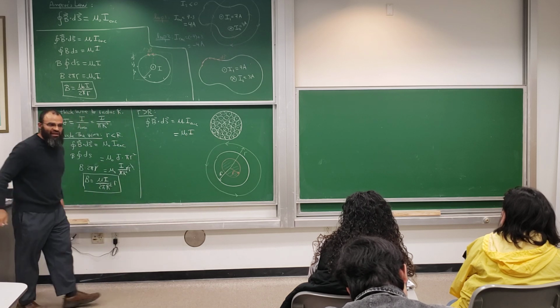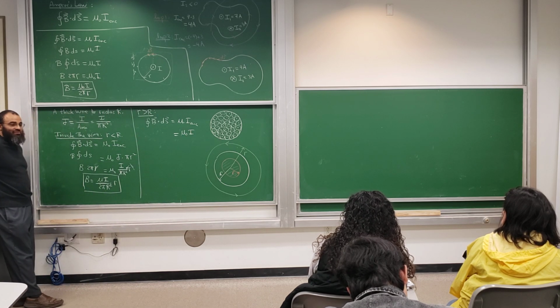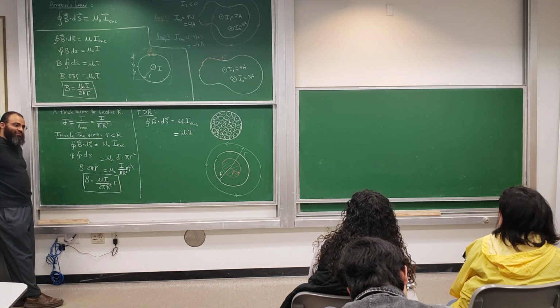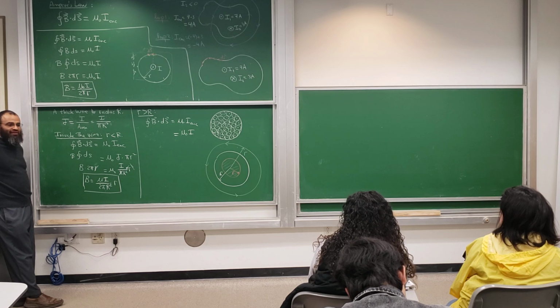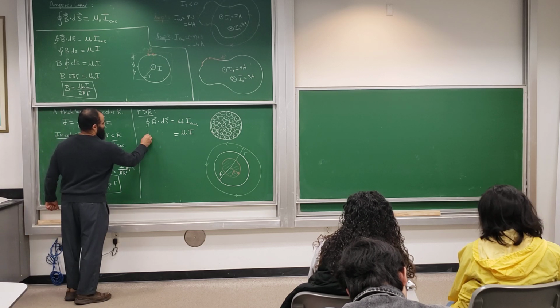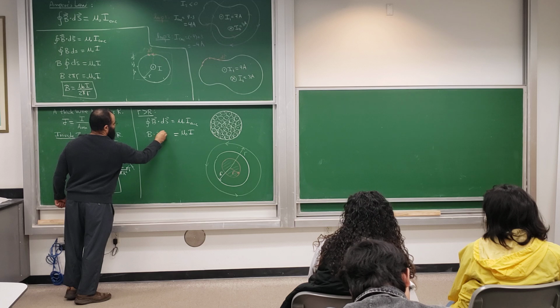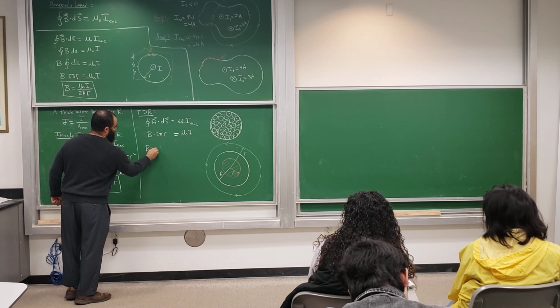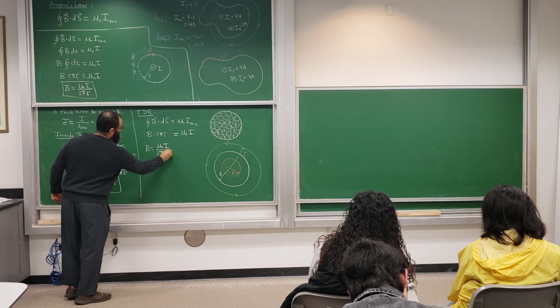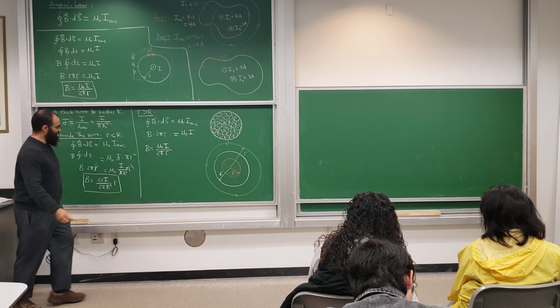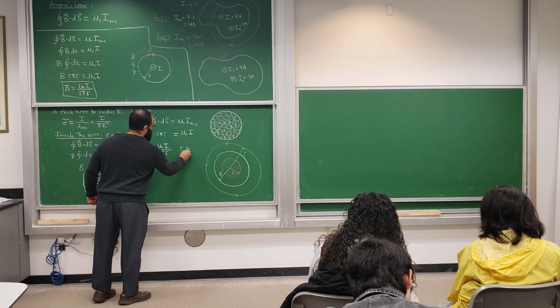Left side, B dot ds becomes B ds. B comes out, B times 2 pi r. So B equals mu naught I over 2 pi little r. That's the magnetic field. This one is for r greater than capital R.